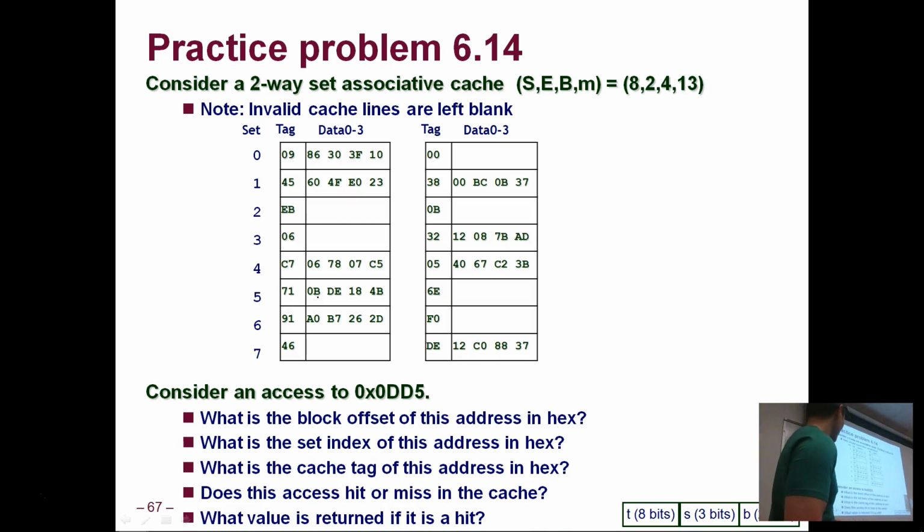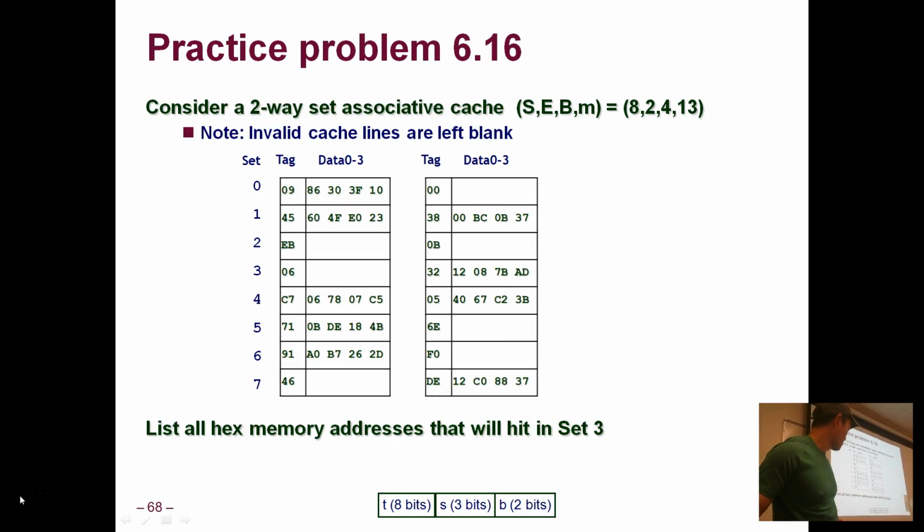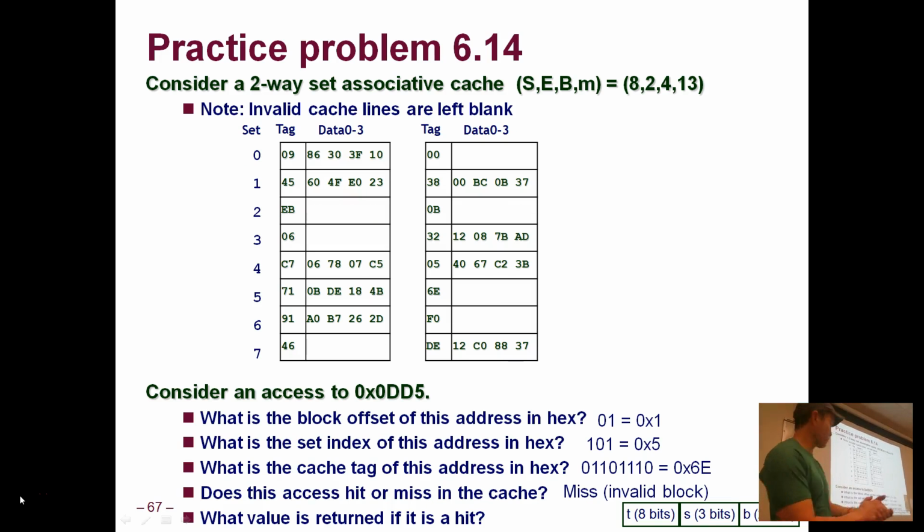Here's another address. Repeat. I'm not going to go through this step by step. Whoa, I didn't want to go that fast. How's it look? Somewhere close? 6E.